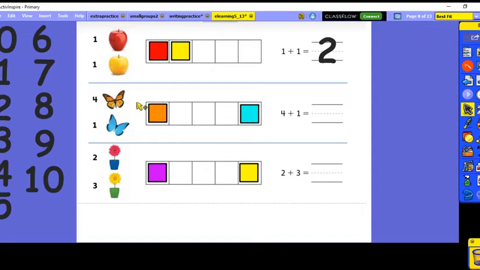Okay, so we've got 4 orange butterflies. 1, 2, 3, 4, and we've got 1 blue butterfly. 4 plus 1, and you can see the whole 5 frame is taken up. So how many is that? 4 plus 1 equals 5.